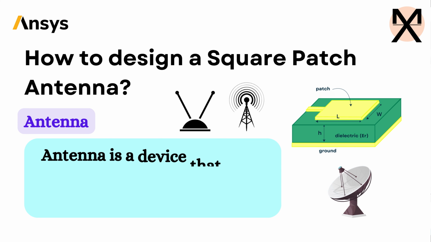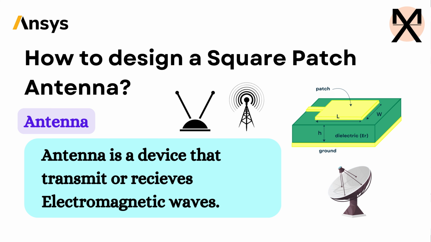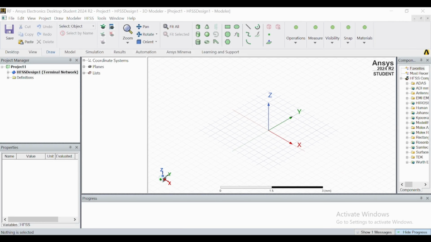An antenna is a device that transmits or receives electromagnetic waves. Before designing any specific kind of antenna, it is better to read its background, some kind of research paper, as it will help you out. What are the applications of antennas? Antennas have a lot of applications, like in wireless communications, satellite communications, and radars.